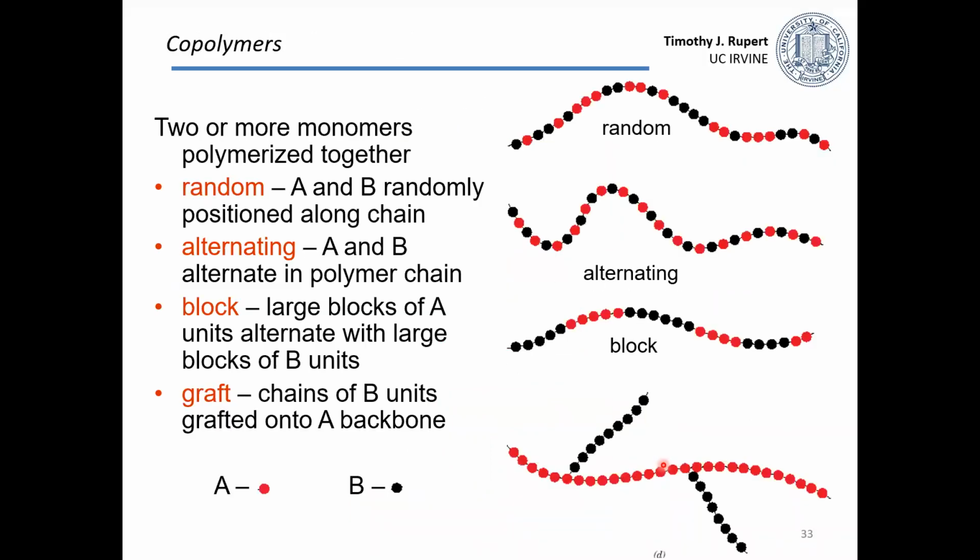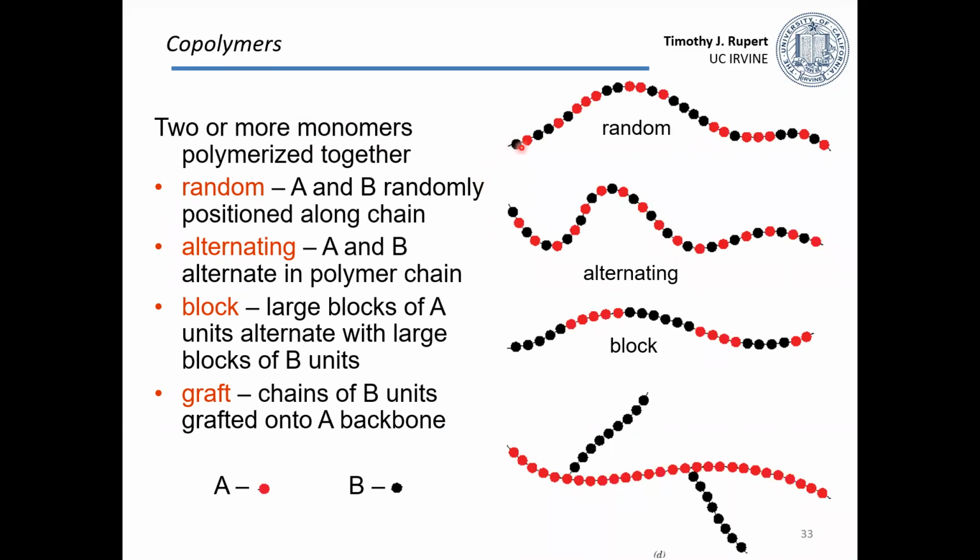Up until now, we've been talking about putting together the same types of mers into these long polymer chains. That doesn't necessarily have to be the case. You can have what are called copolymers. You can put together two or more monomers and polymerize them together. There's lots of different ways you can do this. I'm just showing you a few examples on the right.